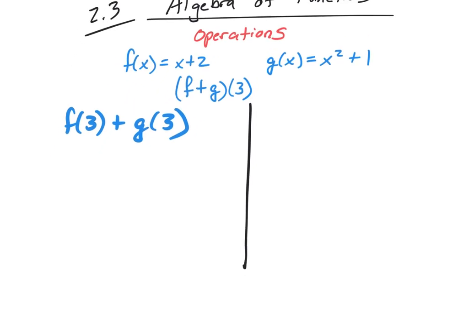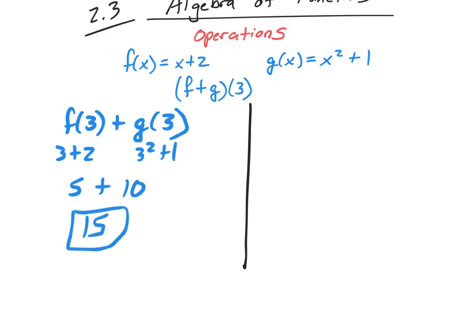So if I plug 3 into the f function, that would be 3 plus 2, which is 5. If I plug 3 into the g function, then that's going to be 3 squared plus 1, which is 10. And then I add those 2 answers together, and I get 15. So we do them separately, basically. That's the first way we could do it.